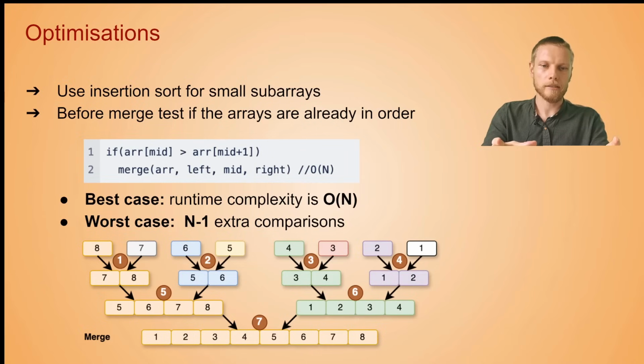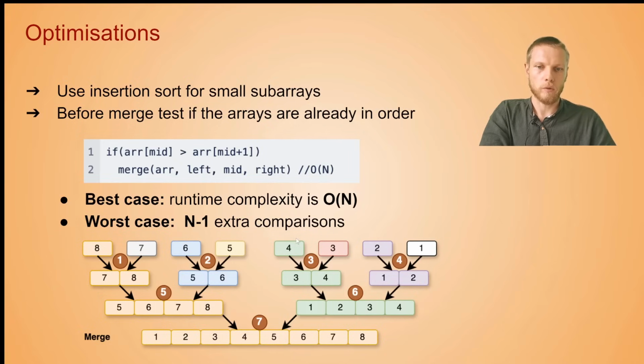So in the best case, runtime complexity is dropped to O of n. In the worst case, we will just have n-1 extra comparisons. Why is n-1 depicted in this picture? We need one extra comparison for each merge.